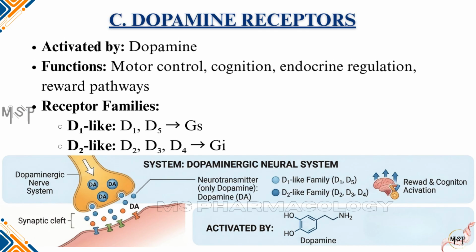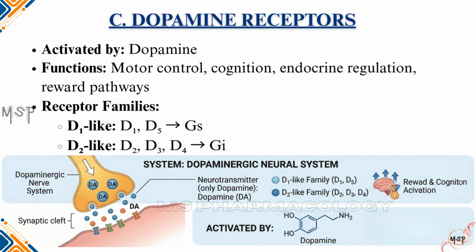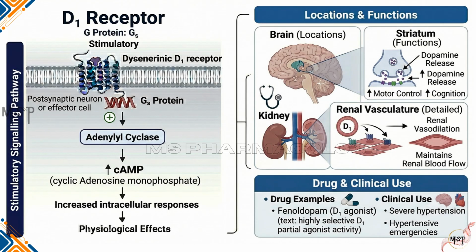Let's now focus on the dopamine receptors, another important family of G-protein-coupled receptors. These receptors are activated by dopamine and play essential roles in motor control, cognition, endocrine regulation, and reward pathways. Dopamine receptors are broadly divided into two groups: the D1-like receptors, consisting of D1 and D5, which are coupled to Gs proteins, and the D2-like receptors, comprising D2, D3, and D4 receptors, which are coupled to Gi proteins. We begin with the D1 receptor.